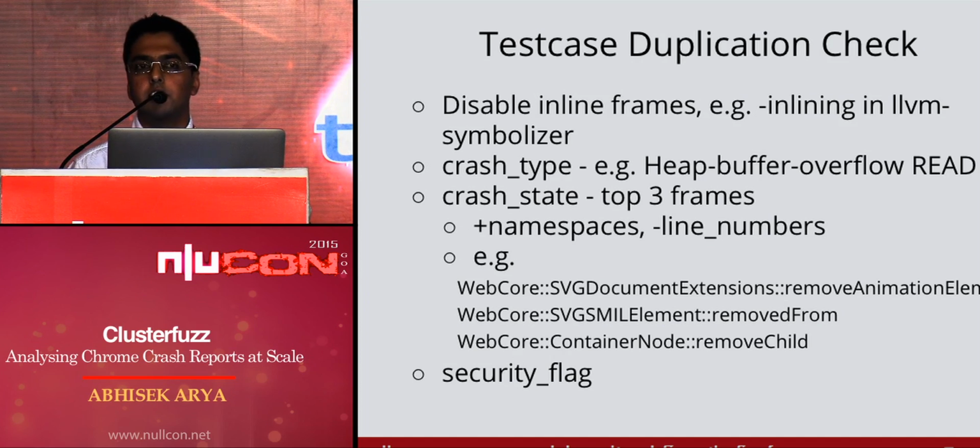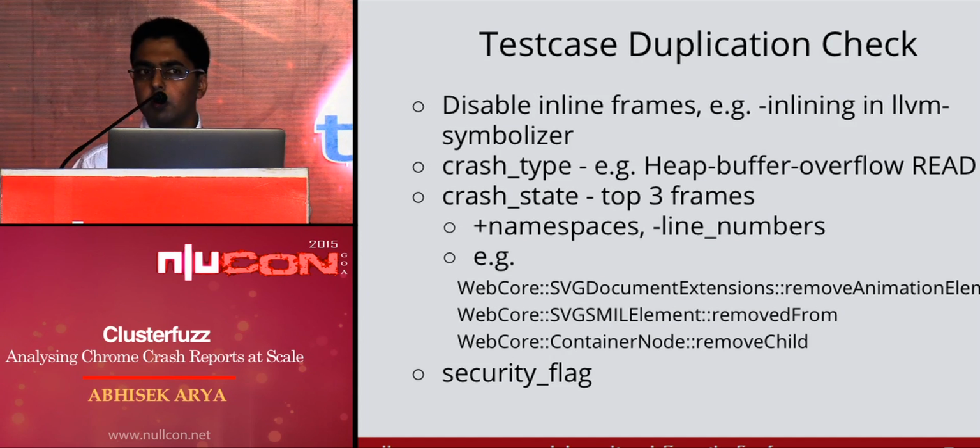So things like, let's say, decrementing a ref count of an object, or accessing an element at a particular index in a container class. So we disable those, and then we use these 3 parameters to decide the uniqueness. The first one is the crash type. So this we get from the tool itself we use, which I will talk about later. Crash state, which we get from the top 3 stack frames.